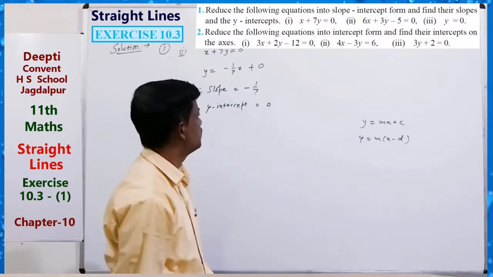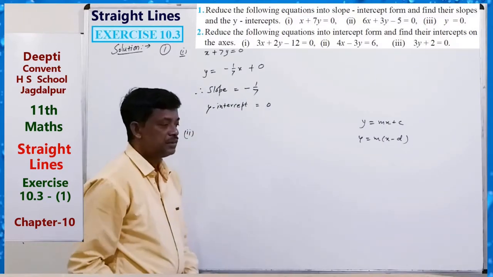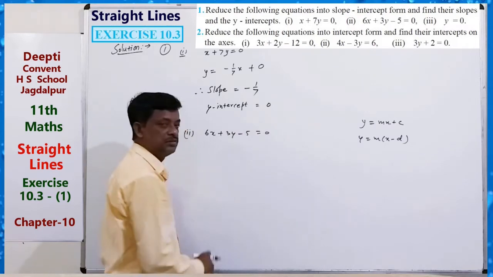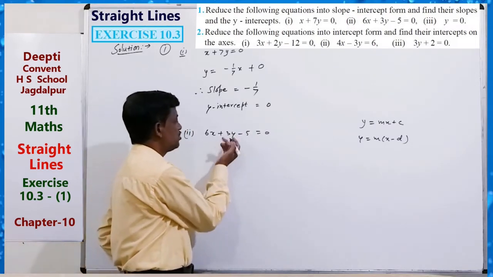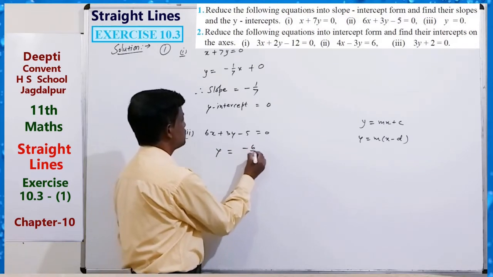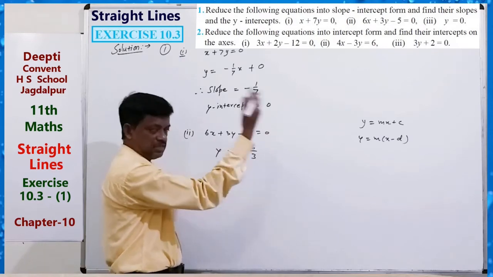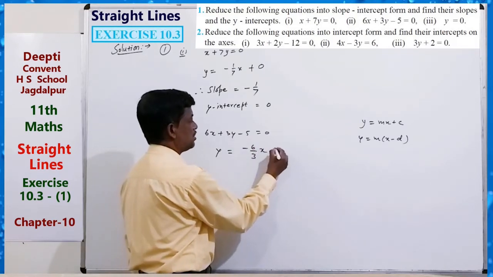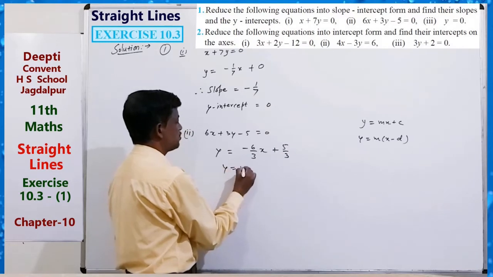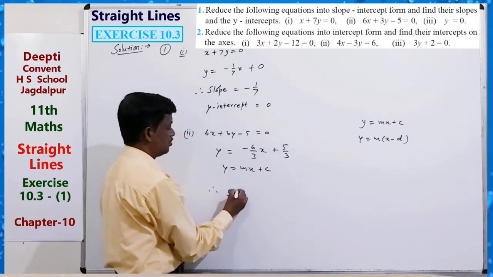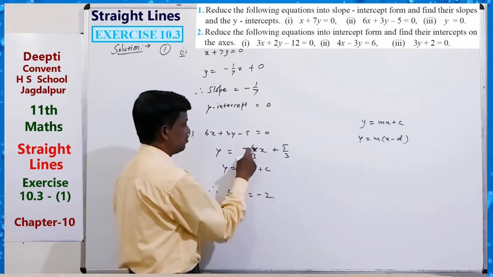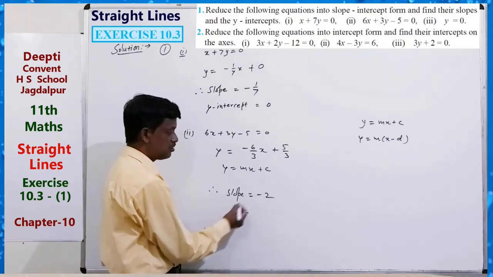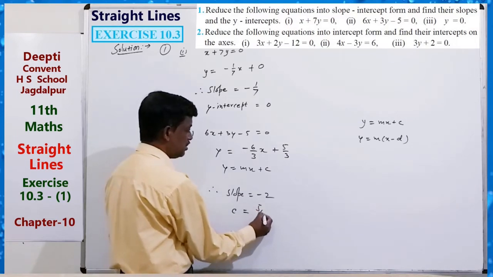Similarly, second question is 6x plus 3y minus 5 equals 0. Here also the coefficient of y is not 0. So y equals, transferring this and this to the right hand side, minus 6x by 3 plus 5 by 3. So y equals mx plus c. Therefore slope equals minus 6 by 3, which is minus 2, and y-intercept is equal to 5 by 3.